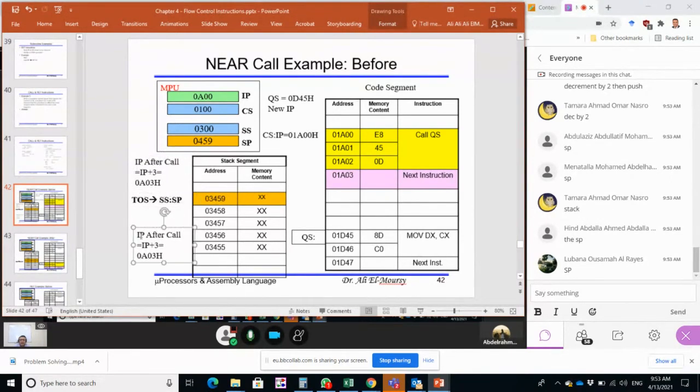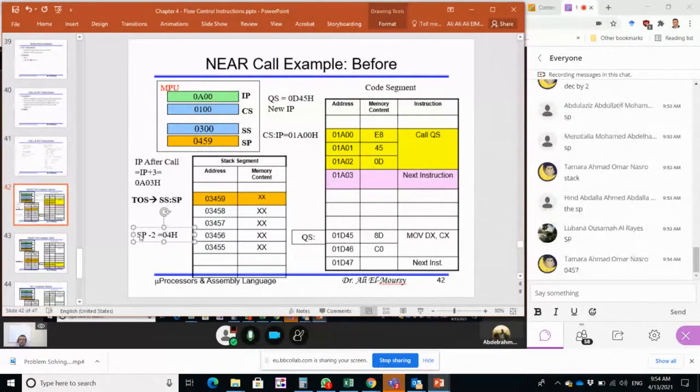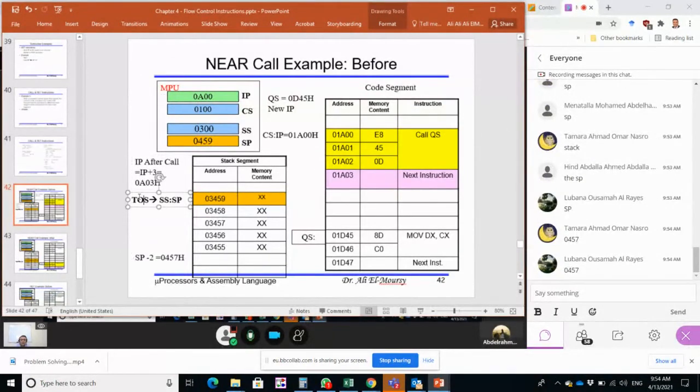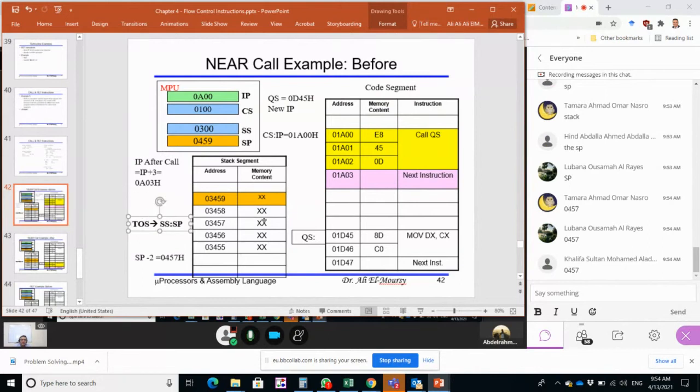So I have to calculate. SP minus 2 is the new top of the stack. SP minus 2 gives 0457, the new top of the stack. So I'm shifting the top of the stack from this location to that location, and now I am pointing to two free locations. Can I calculate the top of the stack now?